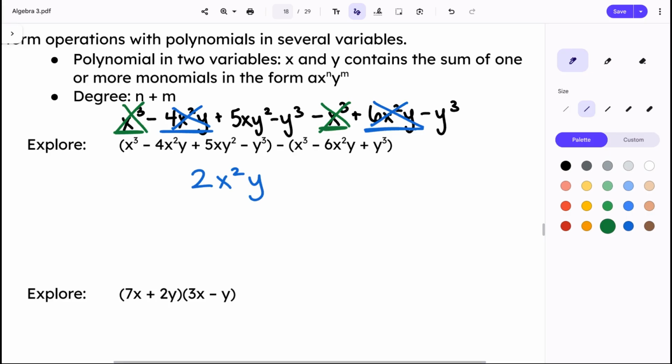Okay, then kind of just following the order here, I've got a 5xy squared. Does that have anything to go with? No. And y to the third? Good. Negative 2y to the third.